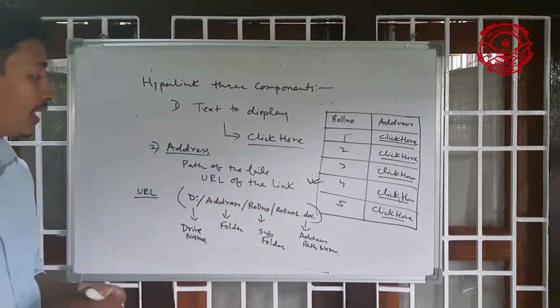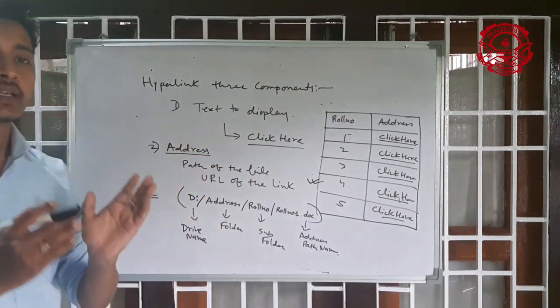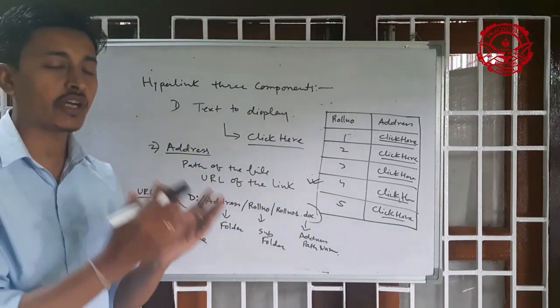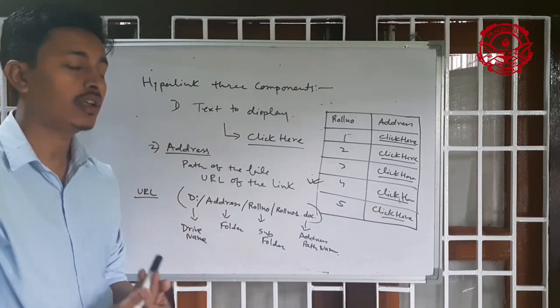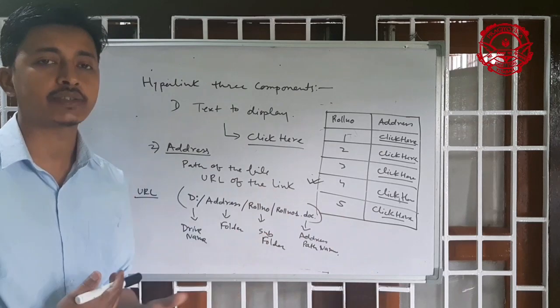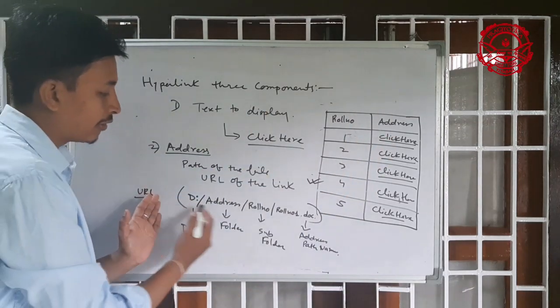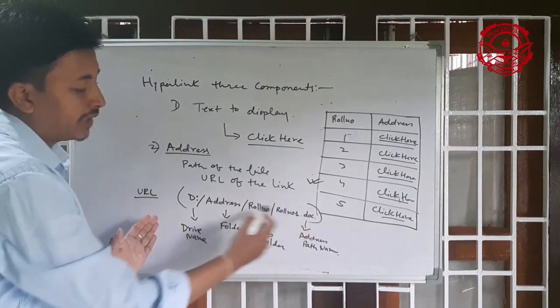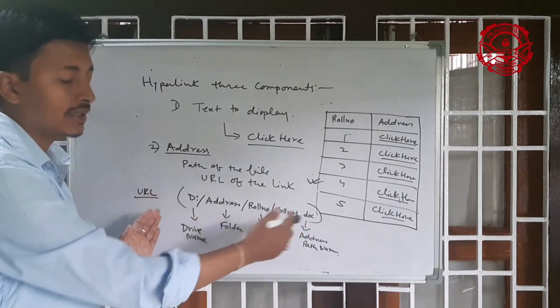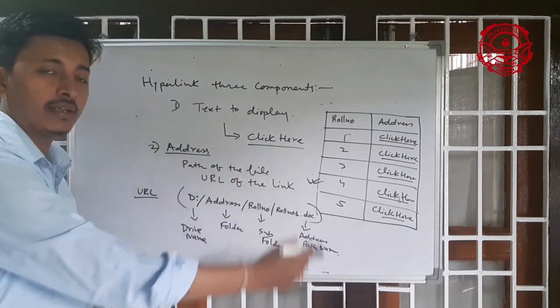Okay, this is called the address, the path of the URL, the path of the file, the exact location of the file. This is called the address, where the file is saved on your hard drive or on your web page. It will be displayed like this. So this is called the exact location, the URL.